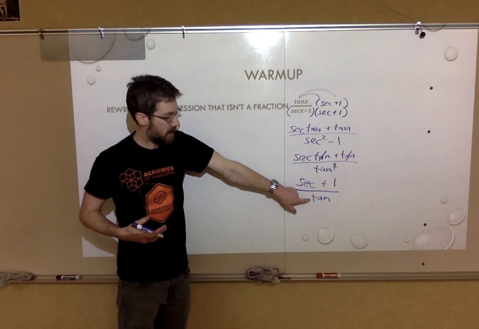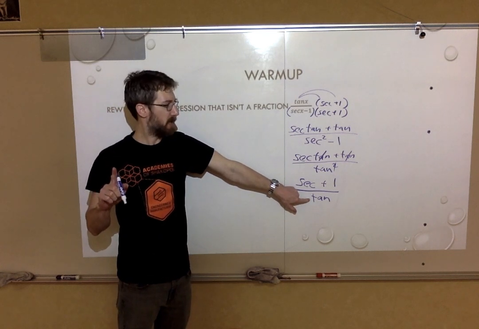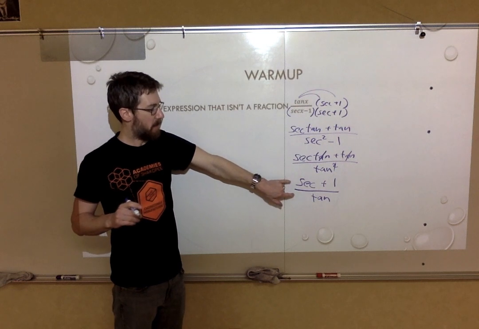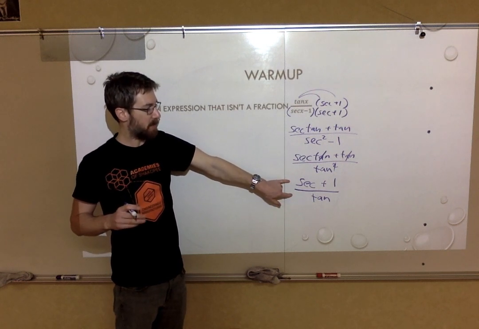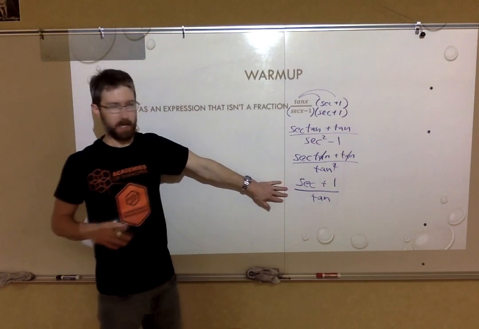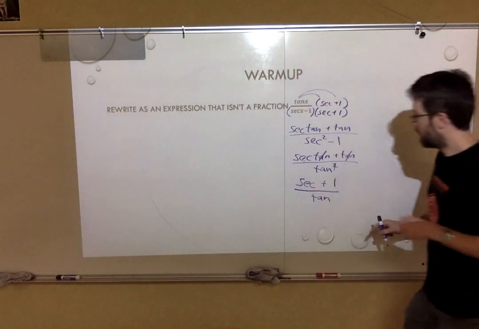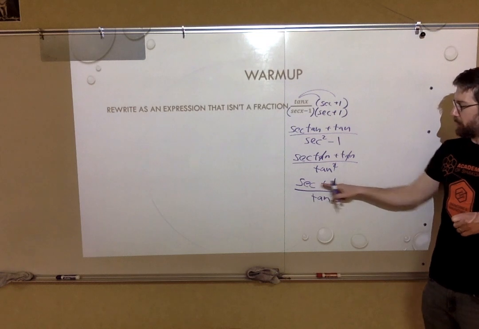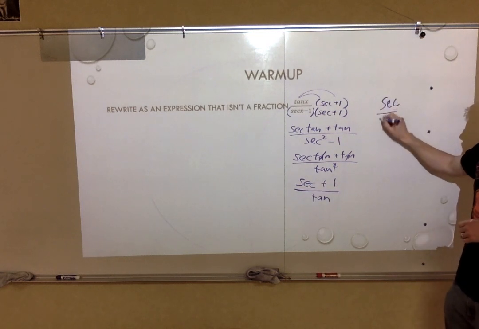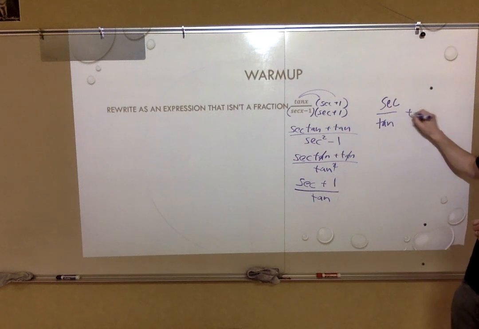Now, I haven't gotten this to not be a fraction yet, but what I have done is I've made the denominator into one term, and that also made the numerator into two terms. But that's actually not a bad thing, because the next step, I'm going to be able to start making these things not be fractions anymore. All right, so what I can do is I can split that numerator apart and make it secant over tangent plus 1 over tangent.